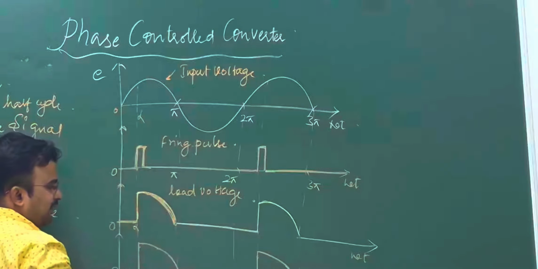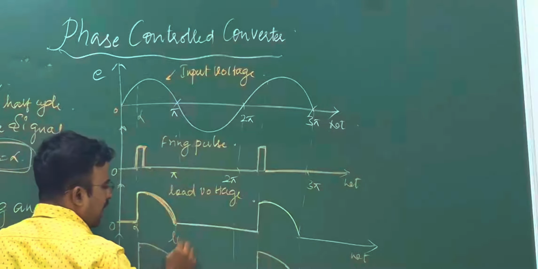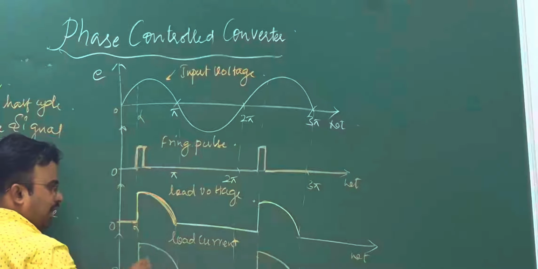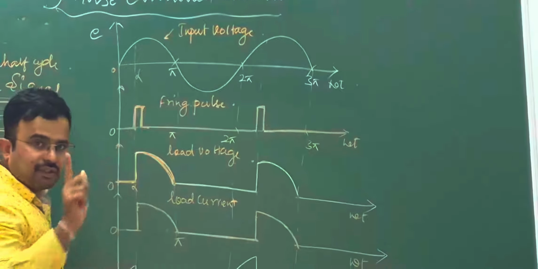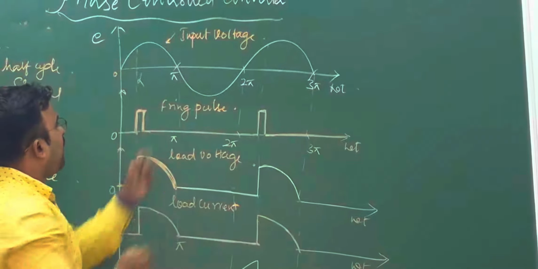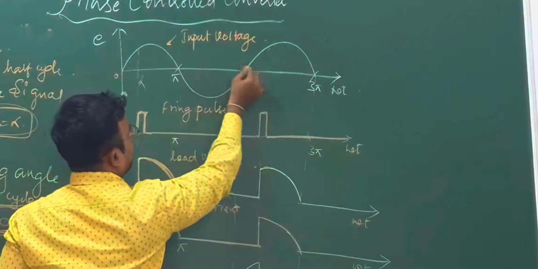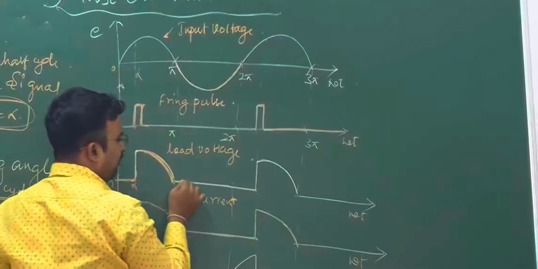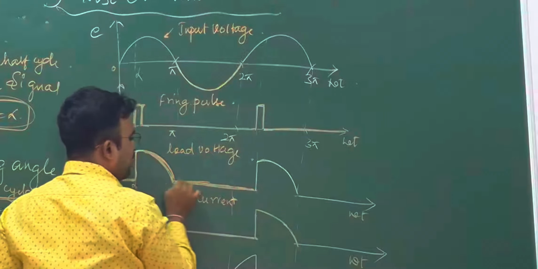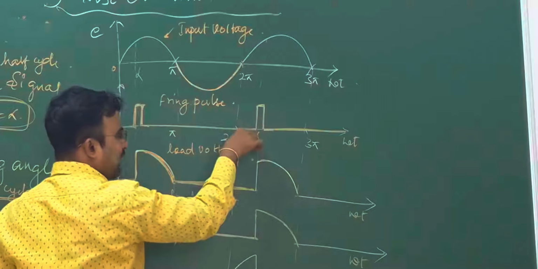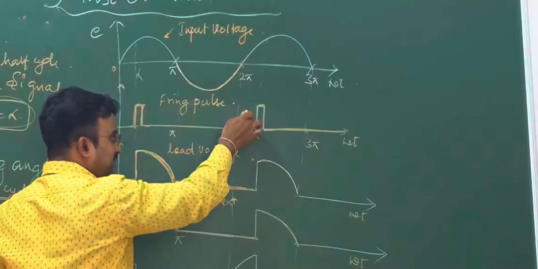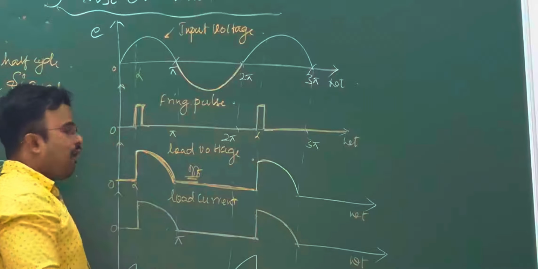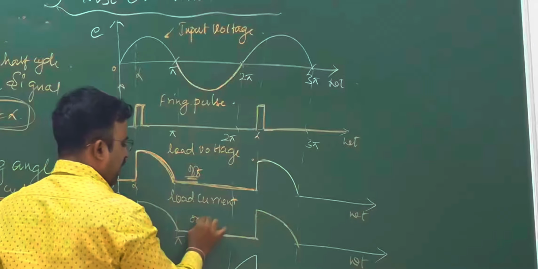Since it is a resistive load, this is the load current waveform. This load current waveform and load voltage are the same because of the resistive load. And coming to the negative half cycle, from pi to 2pi, in this portion of the input voltage, the thyristor is off. Therefore, until the next alpha firing pulse, the thyristor will be off, so the output voltage is 0 and the output current would be 0.